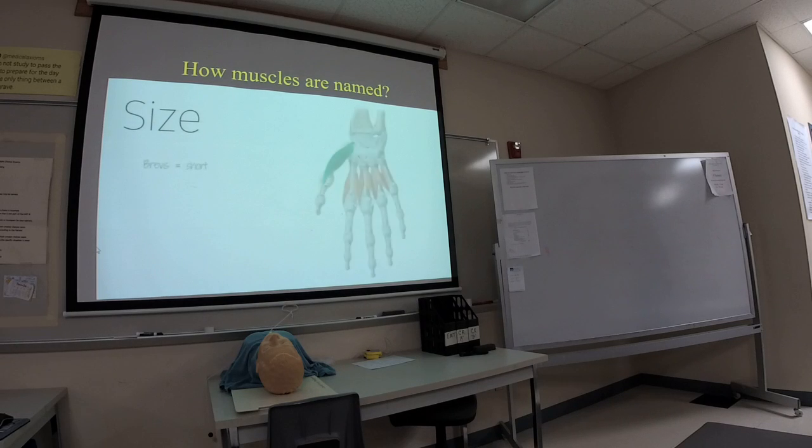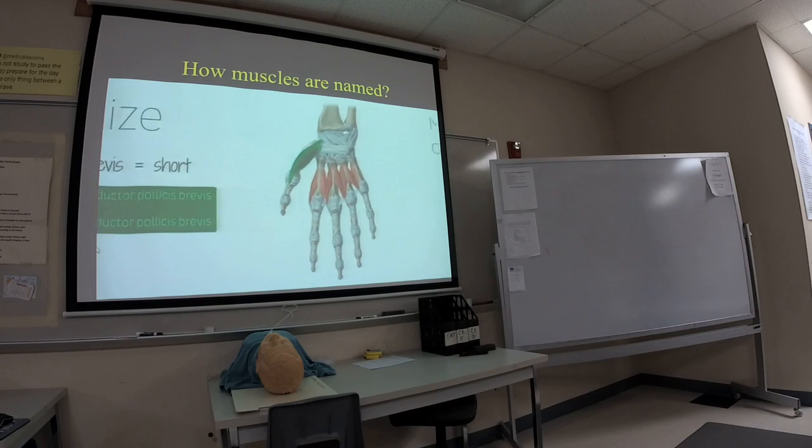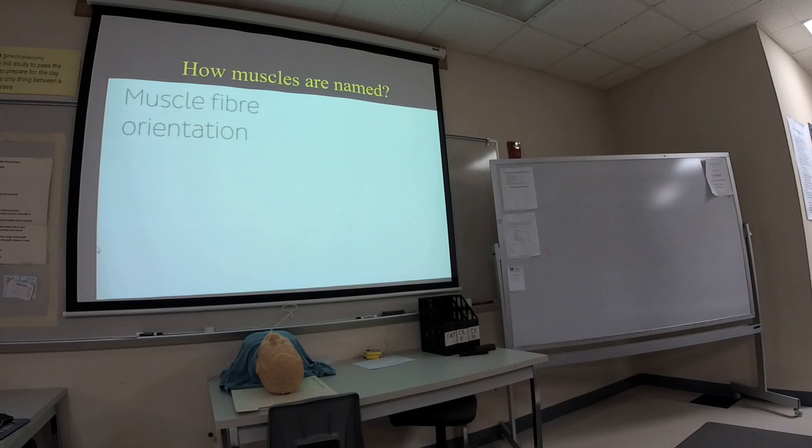The word brevis, which is the Latin word for short, is used to describe short muscles, such as the abductor pollicis brevis muscle, which is a short muscle of the thumb. The muscles can also derive their names from the orientation of their muscle fibers. The terms used to describe the orientation of muscle fibers include transverse, oblique, and rectus.